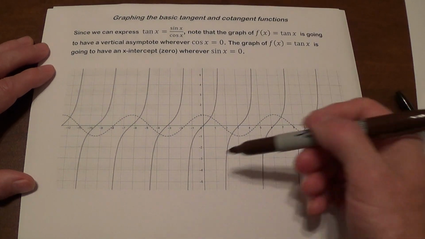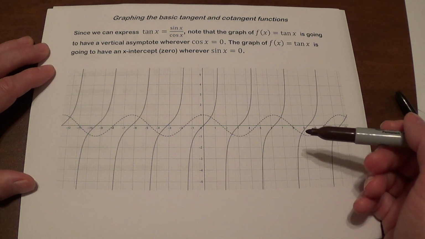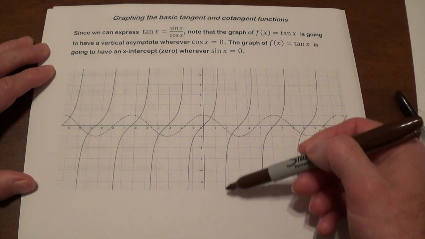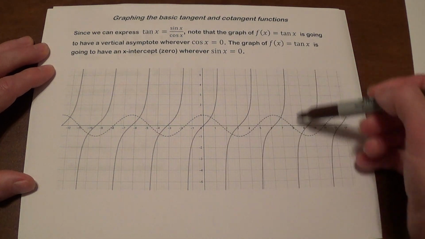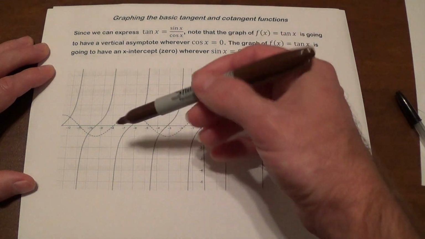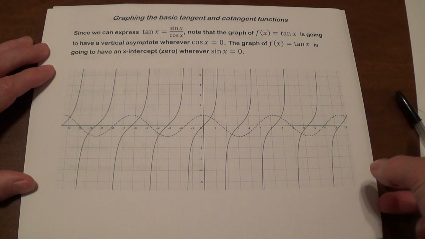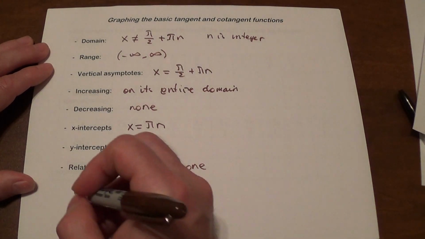Let me show you this one more time. So it's only increasing, so no relative min or relative max, and there are vertical asymptotes at pi over 2, 3 pi over 2, 5 pi over 2, 7 pi over 2, and then negative pi over 2, negative 3 pi over 2, and so on and so forth. This graph is also periodic, and its period is pi.